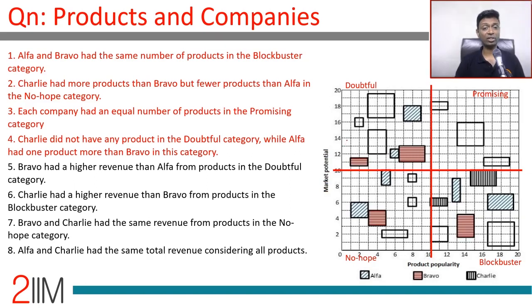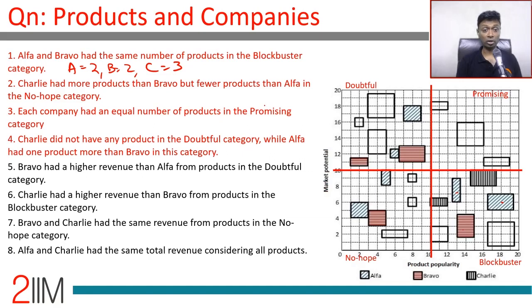Alpha and Bravo had the same number of products in the blockbuster category. Alpha is blue, Bravo is red. There are already 2 blues and 1 red. So we both can be 2, or both can be more than 2. Both cannot be more than 2, we don't have room for 3 of each. We cannot have less than 2. That means there are 2 Alphas and 2 Bravos in this. They're totally 7. So this is going to break us Alpha 2, Bravo 2, Charlie 3.